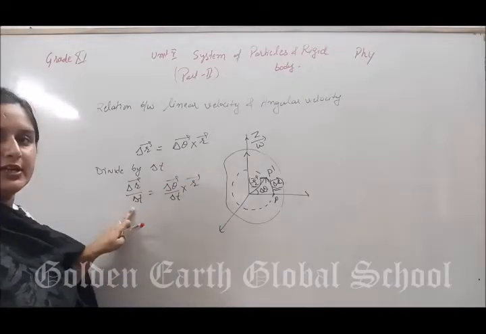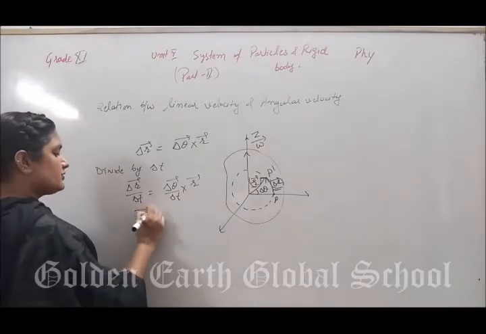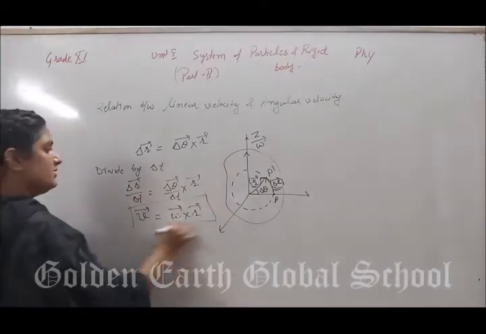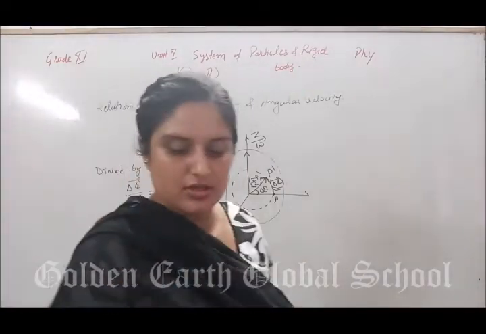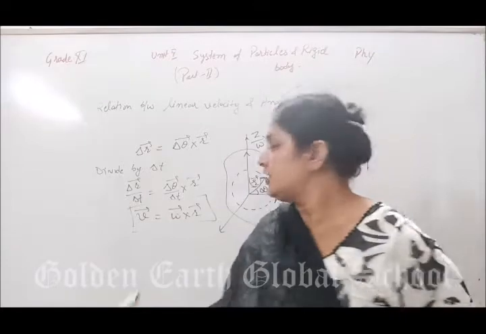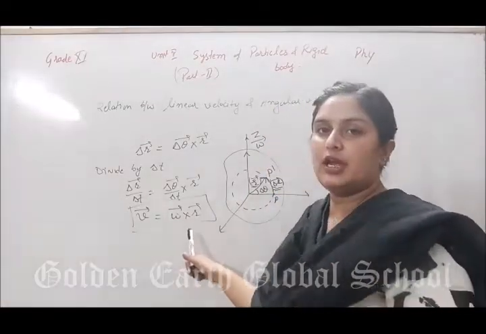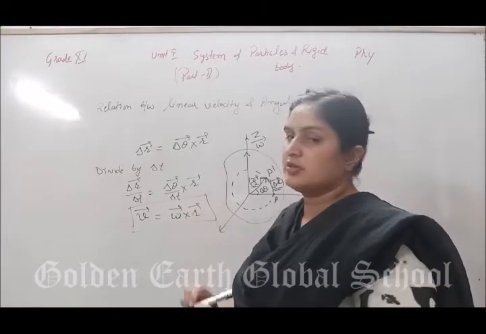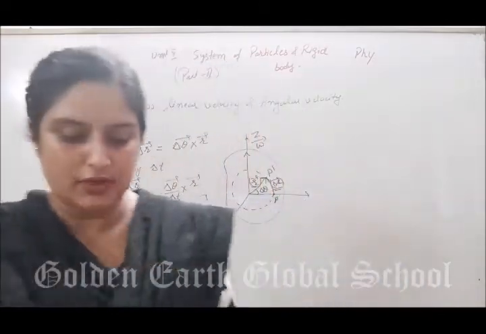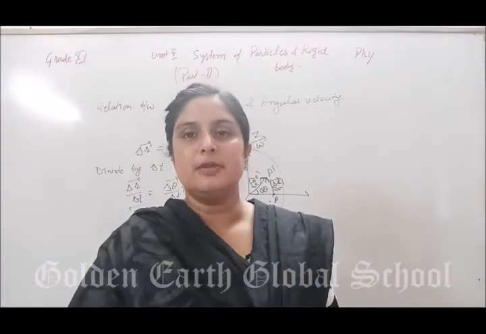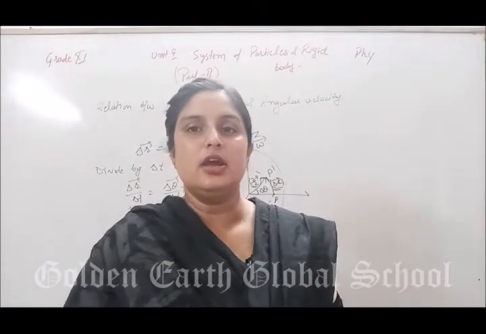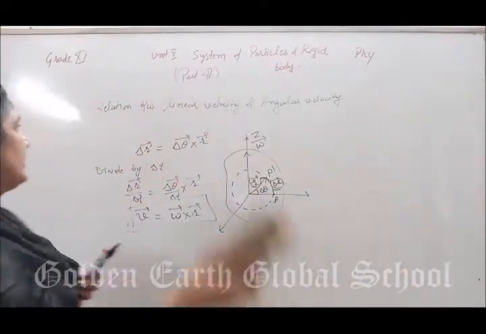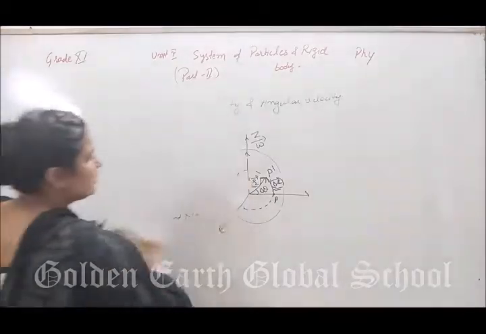Now delta r by delta t, that is the linear velocity v, that will be equal to omega cross r. V is equal to omega cross r. So this is the relation between the linear velocity and angular velocity. The linear velocity is equal to omega cross r, the cross product of the angular velocity and the radius of the circle in which the particle is rotating about the given axis of rotation. Clear?